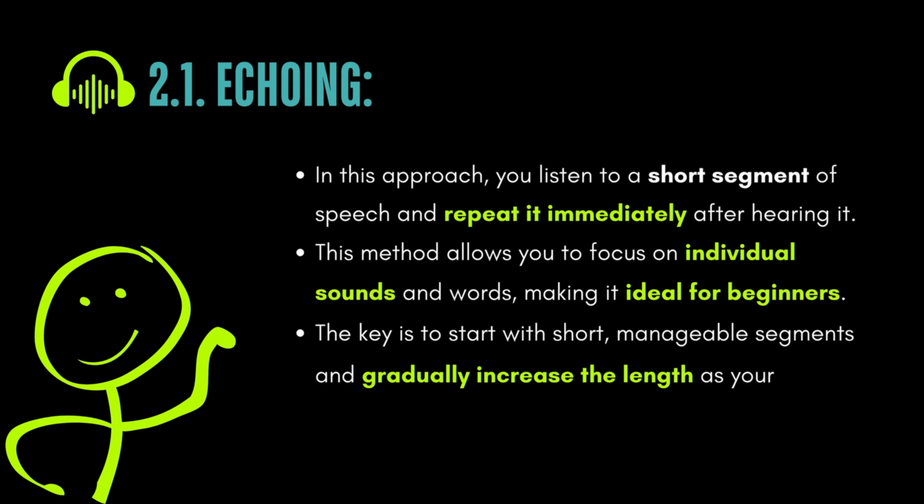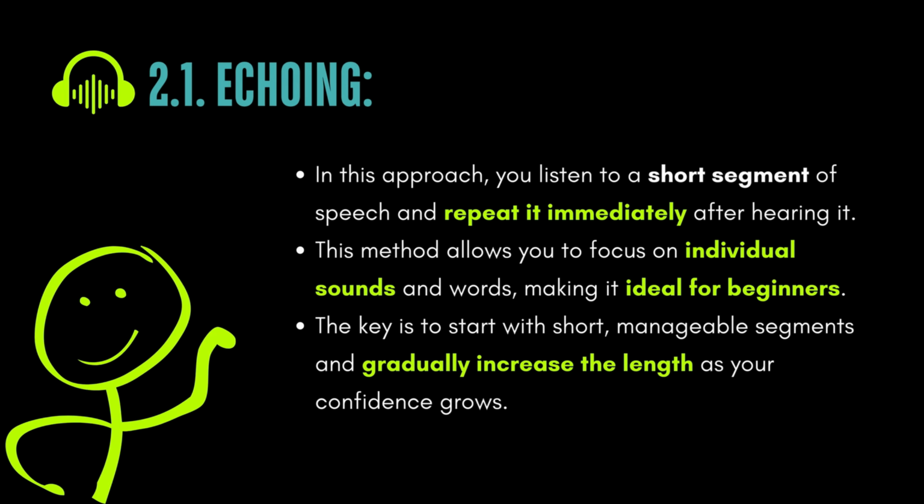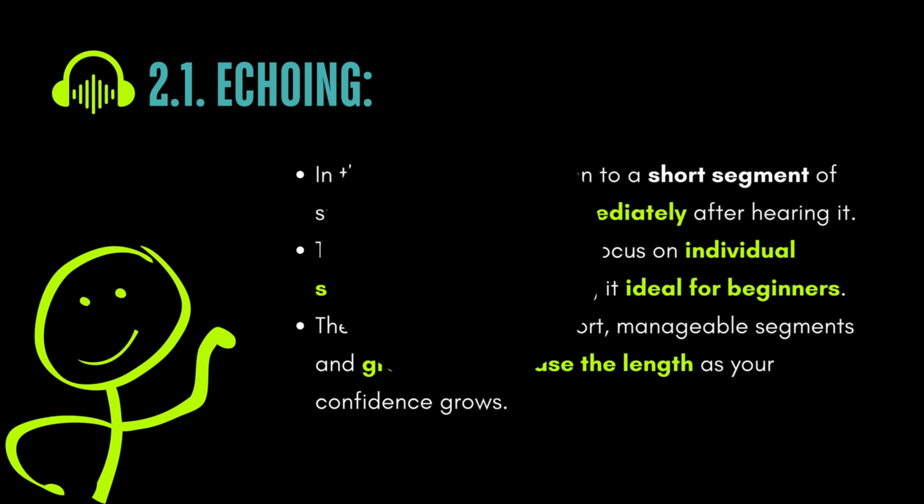Echoing is the first and easiest shadowing method. In this approach, you listen to a short segment of speech and repeat it immediately after hearing it. This method allows you to focus on individual sounds and words, making it ideal for beginners. The key is to start with short, manageable segments and gradually increase the length as your confidence grows.